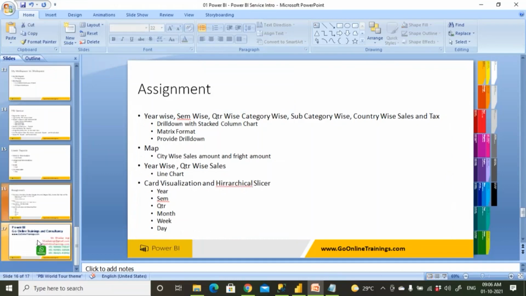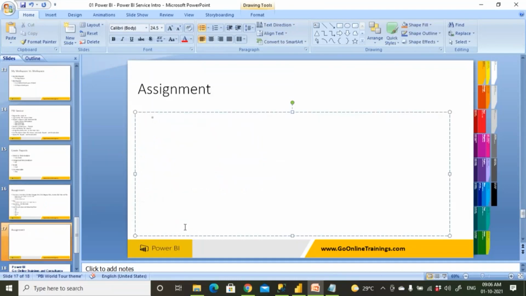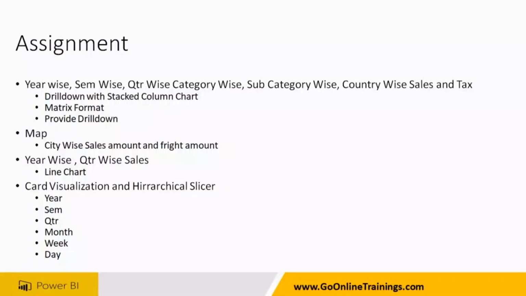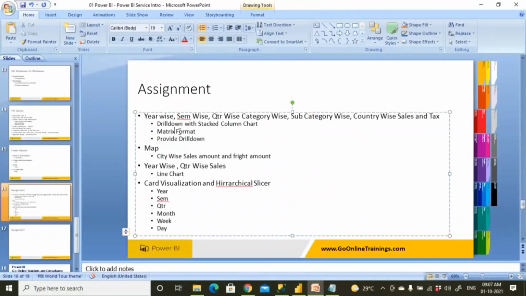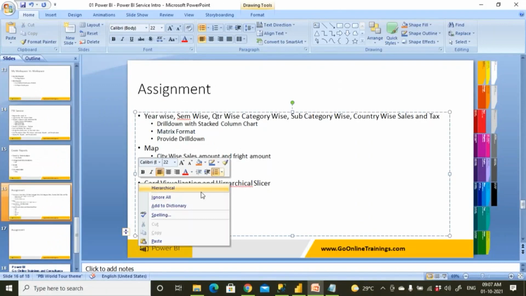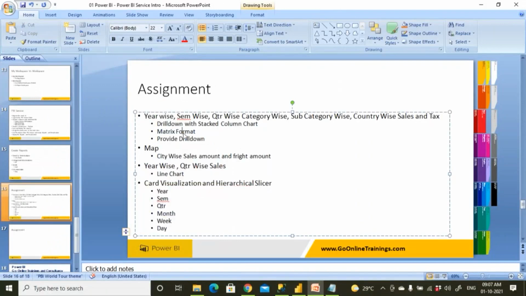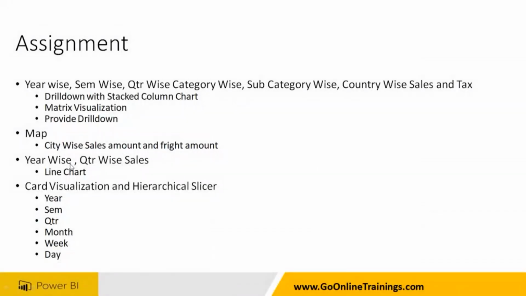Clear? Now let me give you some more assignments. You need to work on this weekend. These reports you need to work on without fail: year wise, semester wise, quarter wise, category wise, subcategory wise, country wise, sales and tax, drilling down with a stacked column chart, matrix also. One more report, matrix visualization, this is hierarchical data. Right, guys? So map data, year-wise line chart, card visualization, hierarchical slicer, you must use it.